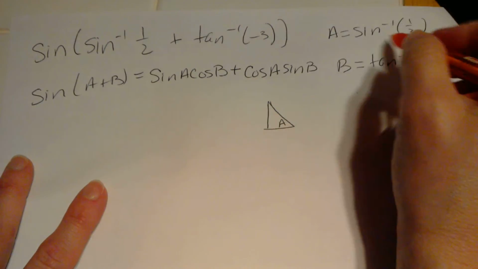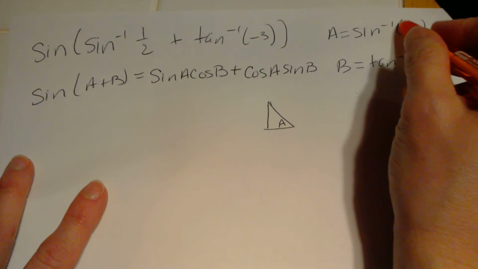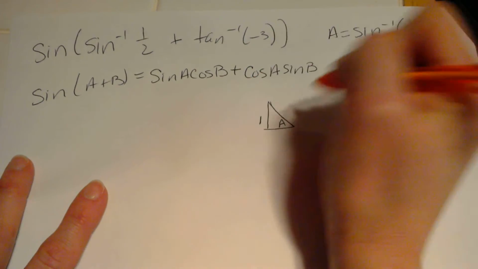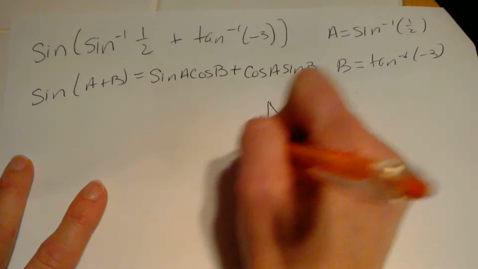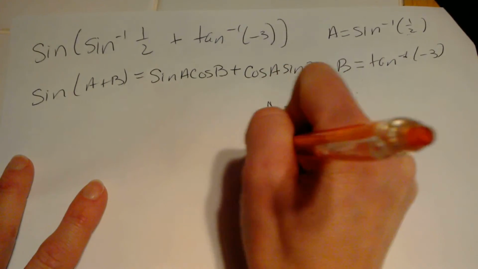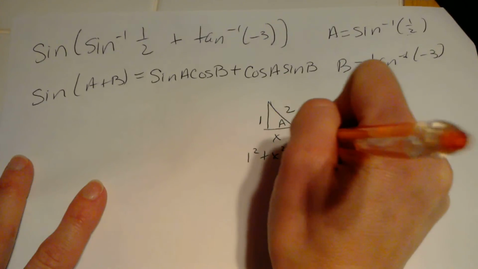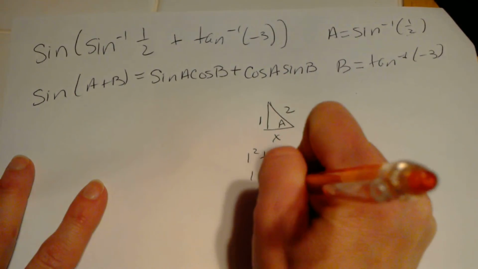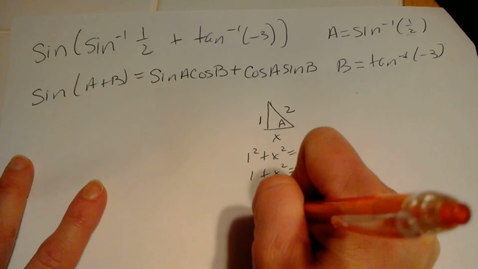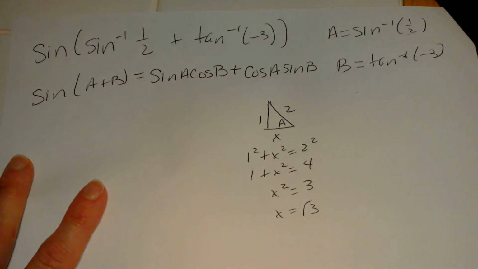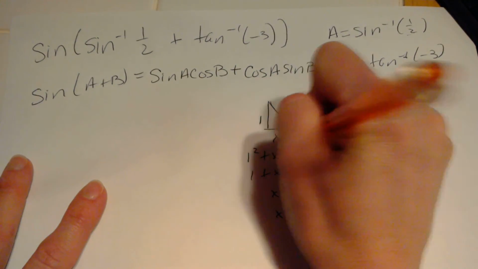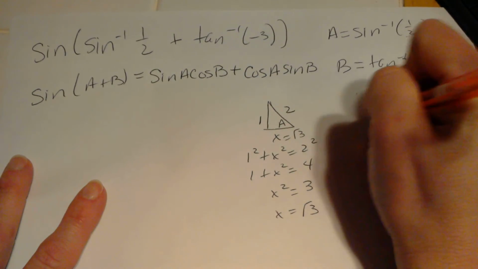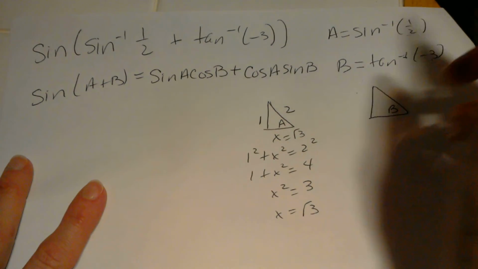So we'll say this is A. For A, sine is my opposite over my hypotenuse. So we'll say it's x. So I've got 1 squared plus x squared is 2 squared. So 1 plus x squared is 4. x squared is 3. So x is the square root of 3. Okay, so it's the square root of 3. Now if I look at B, the tangent is my opposite.